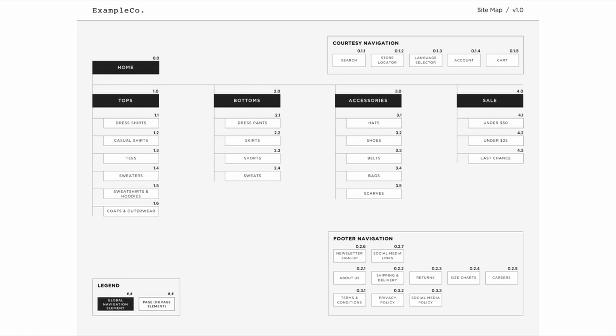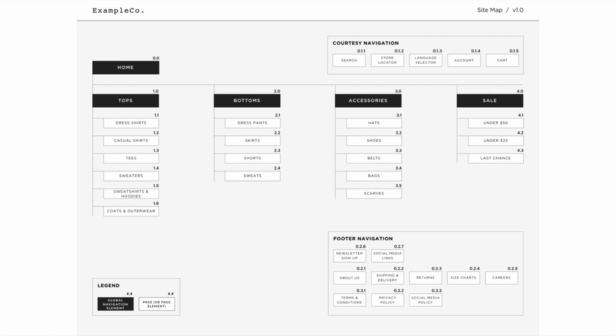Without a robust taxonomy, these groupings of like items wouldn't be possible. If we look at the rest of the sitemap, let's first turn our attention to the courtesy navigation. Next week we'll get into more about the naming of our navigation elements.